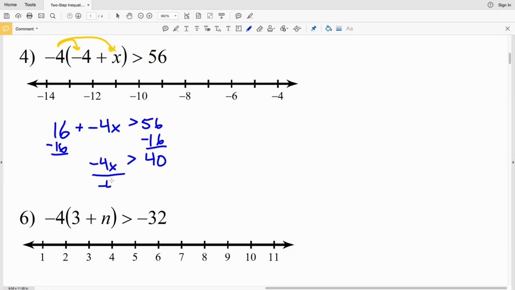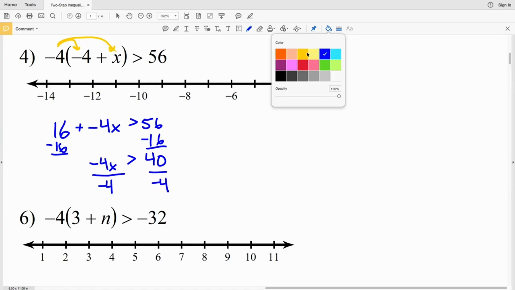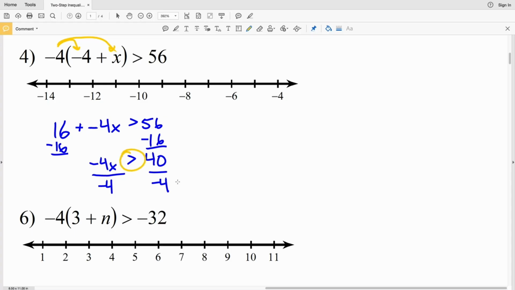Now we're going to have to divide by a negative 4 on both sides. But remember, since we divided by a negative, we have to flip that inequality sign. So that's going to leave us with negative 4x divided by negative 4 is a positive x, flipping the inequality to less than, and 40 divided by negative 4 is a negative 10. So our solution to this inequality is x is less than negative 10.